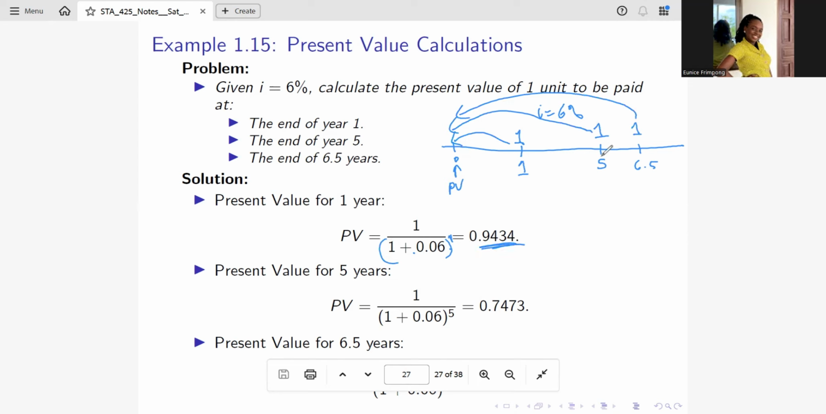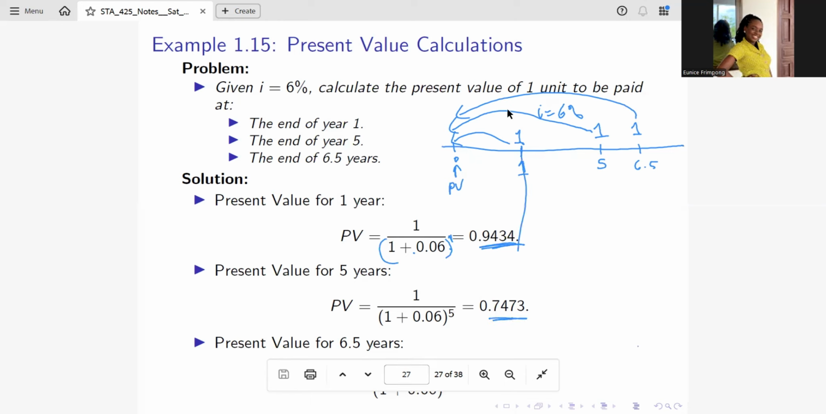Now, for the 1 being paid at time 5, you want to know the present value, which is the value at time 0. You simply take the amount paid, which is 1, and then you divide it by the accumulation function, 1 plus 0.06 all to the power 5, and that gives you this value.